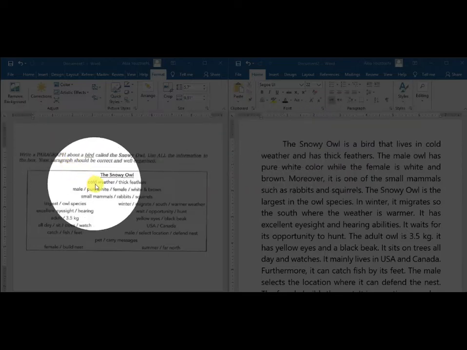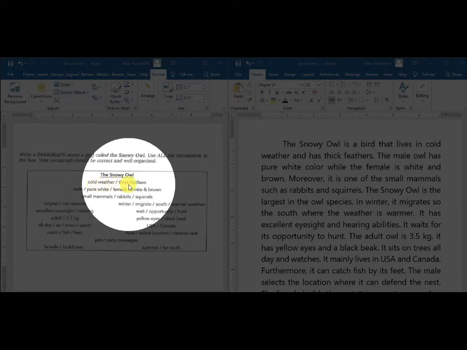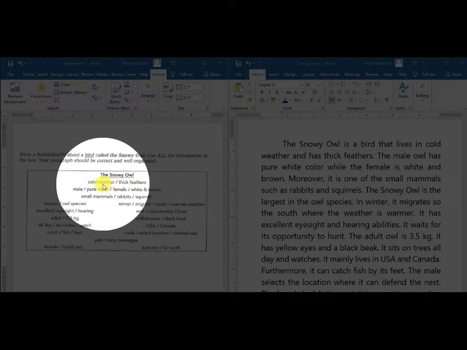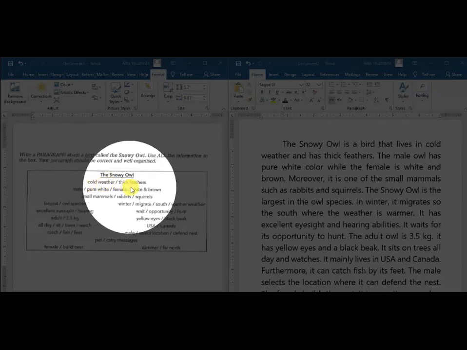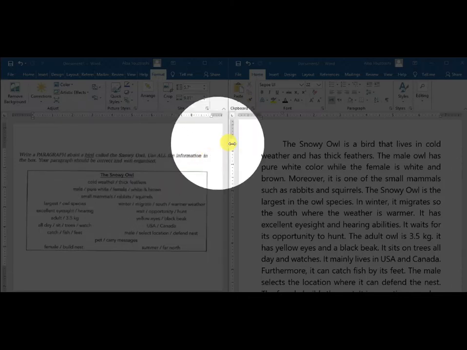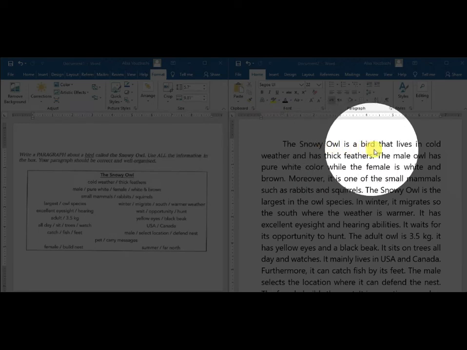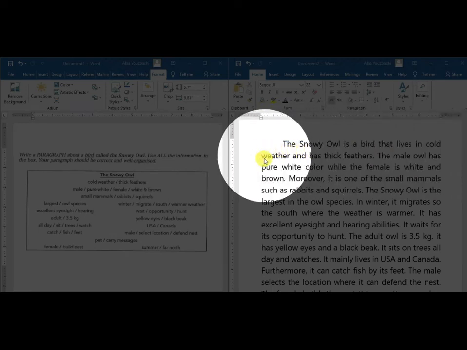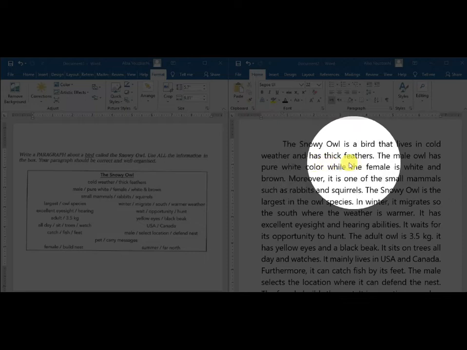Now, what do they say in the first piece of information? They said cold weather, thick feathers. What does that mean now? Most probably that means that this owl lives in cold weather, in places that are cold, and thick feathers means that it is covered with thick feathers, or it has thick feathers. How can I combine these two pieces of information with the title itself? I can say something like the snowy owl is a bird that lives in cold weather and has thick feathers, or is covered with thick feathers.